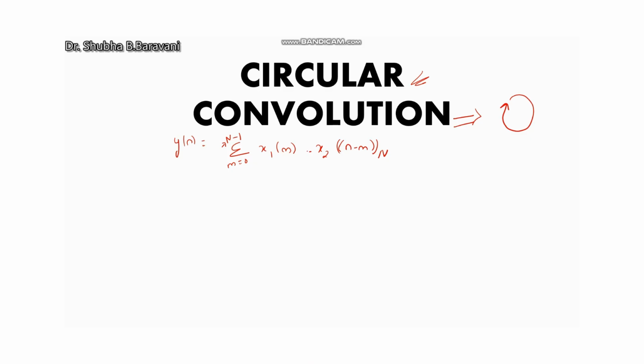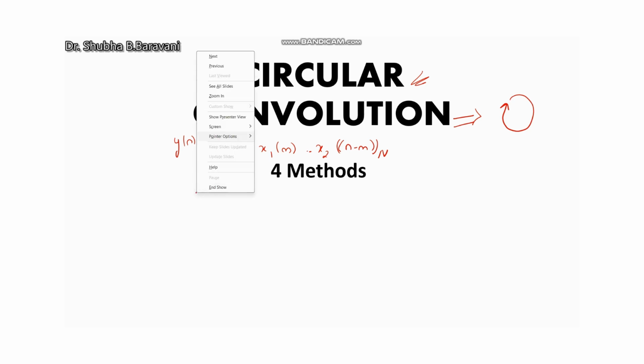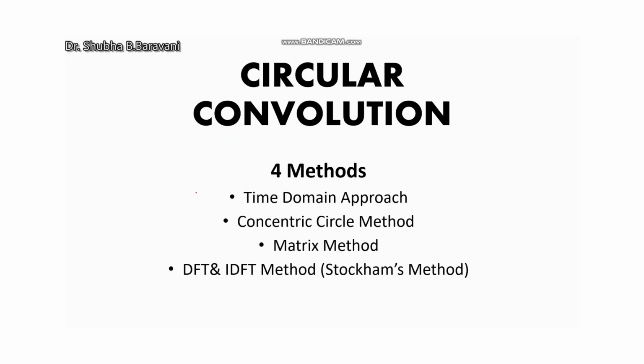So there are four ways of doing this. One is the time domain approach, one is the concentric circle method. The easiest one is the matrix method, and a bit difficult but very important method is the DFT and IDFT method, which is also called Stockham's method. So we'll see all these methods one by one.